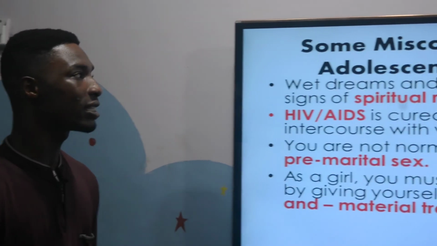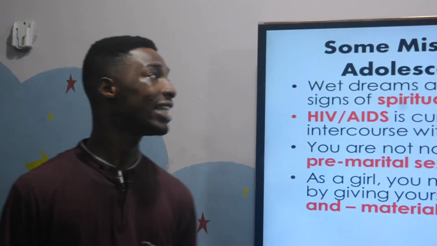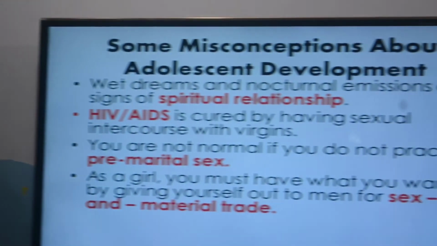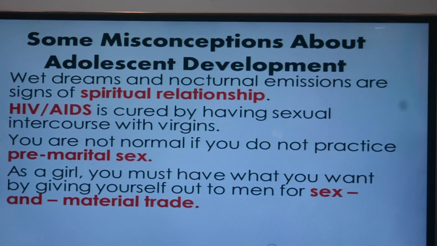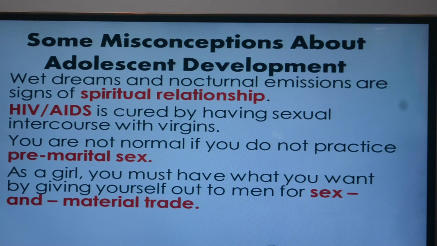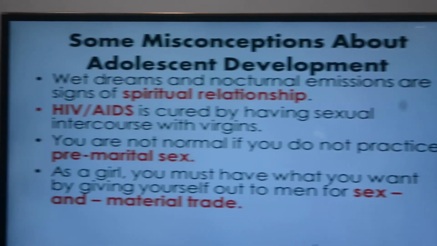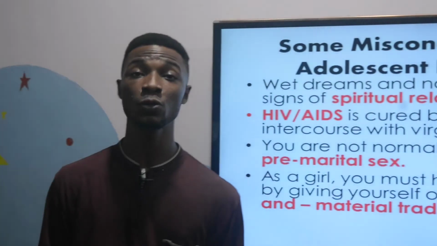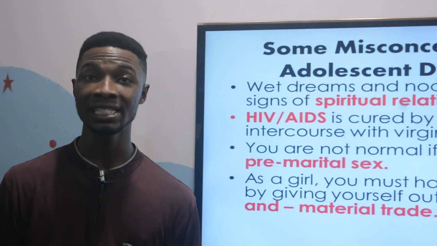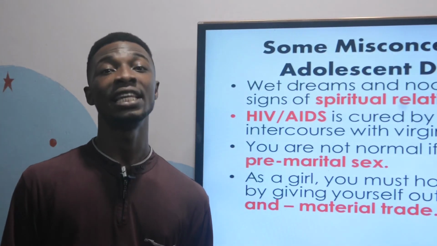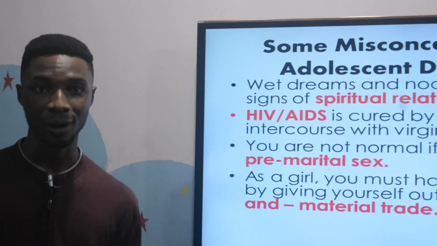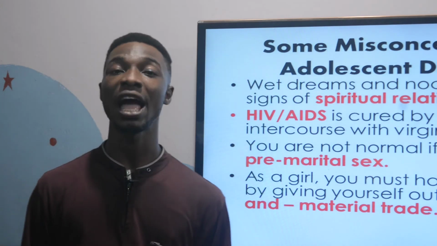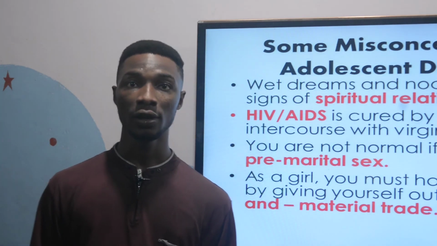Let's look at some misconceptions that are deluding a lot of adults and adolescents in their adolescent life. There is a saying that wet dreams and nocturnal emissions are signs of spiritual relationship. No, I have already told you. You need to experience these things. If you do not experience wet dreams and nocturnal emissions in your early adolescent phase, then you are not normal. You are not sexually normal. You need to attend to a doctor or a physician for him or her to diagnose you.